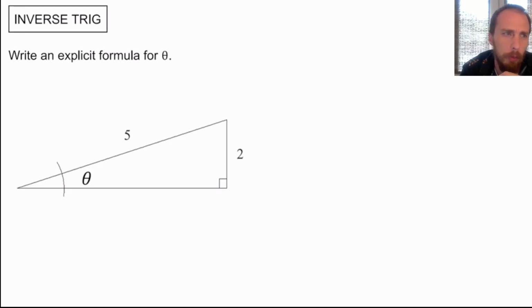Write an explicit formula for theta. We don't really have a way to write a formula for the angle in terms of those two side lengths. What we do know is that 5 is the hypotenuse and 2 is the opposite leg from theta, which means, opposite over hypotenuse, we should be able to use sine as a relationship. So I'm going to write down what I know for a fact right now, which is that sine of theta equals 2 over 5.